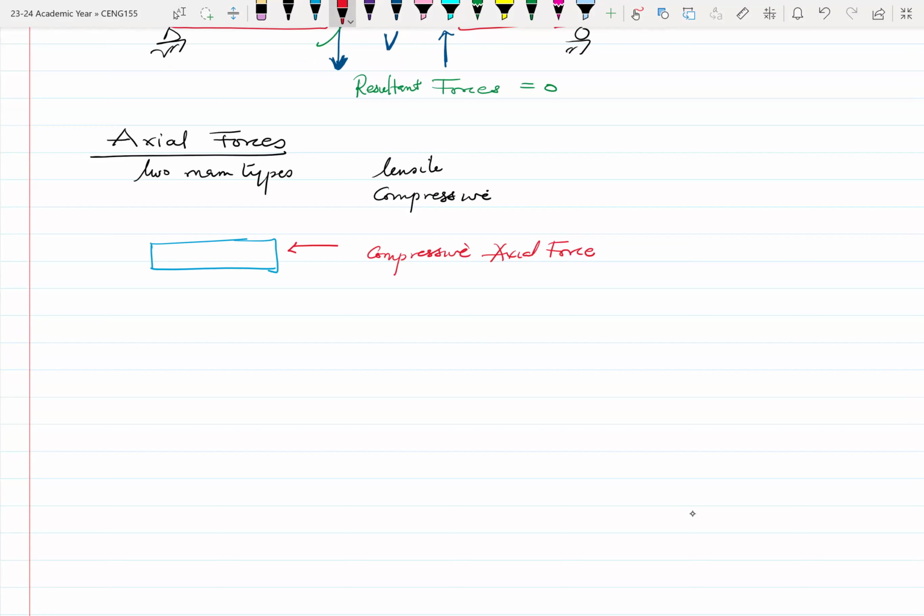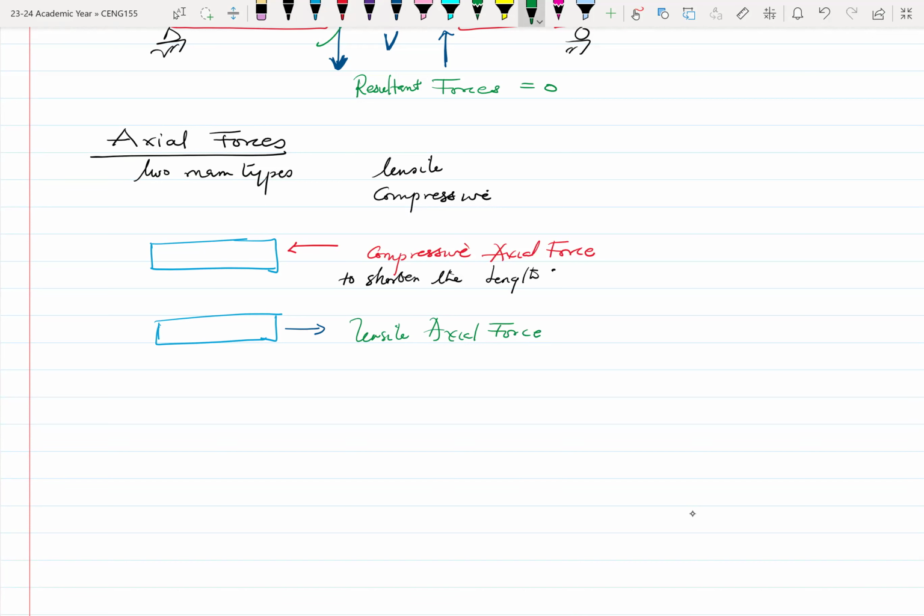Simply put, it's trying to crush the beam or the bar. It's trying to reduce or shorten its length. So compressive axial force is here to shorten the length. Then if you have the same bar, but in this case the force is moving away from that beam, then this is what you call tensile axial force, or we can just say tension.